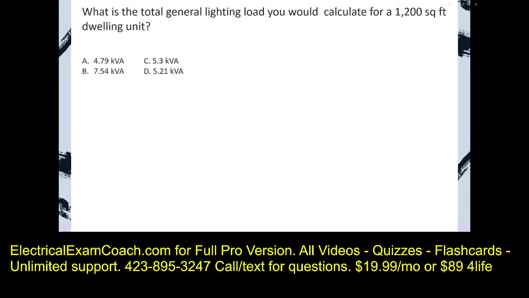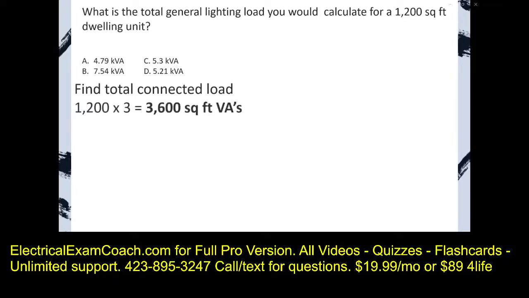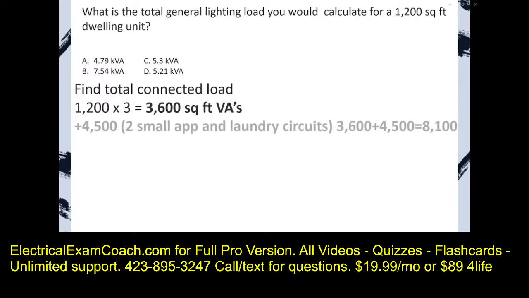And in every one of these type calculations, you're going to have the 2 small appliance and 1 laundry circuits. Step 1, find the total connected load. We're going to take our 1,200 square feet multiplied by 3 VAs per square foot, and that's going to give us 3,600 square foot VAs. Now we have to tack on our 4,500 for our 2 small appliance and 1 laundry circuits. 3,600 plus 4,500 equals 8,100.